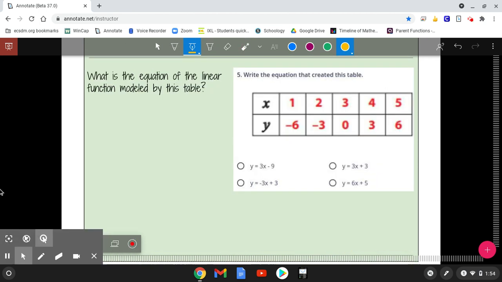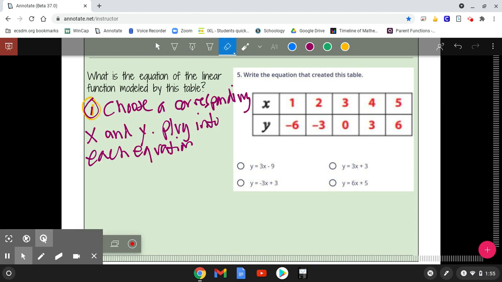Let's take a look at this next problem. Same question, what is the equation of the linear function modeled by this table? So again, our first step, we're going to pick a corresponding x and y, and then we're going to plug in. You want to see if the x and the y value make the equation true. How will you know if the equation is true? The equation is true when the left side equals the right side.